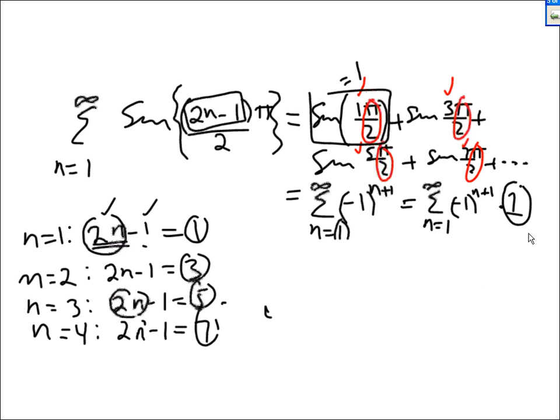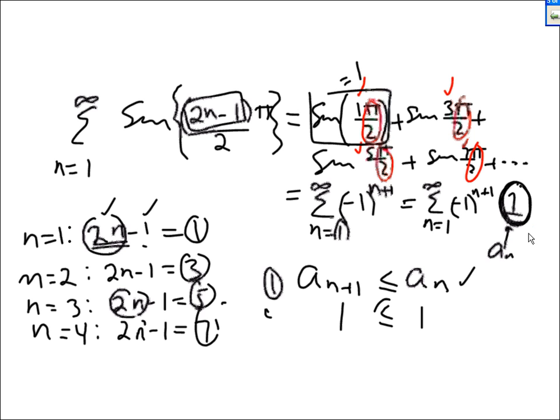And if you apply the alternating series test, it will show that. It is true that a sub n plus 1 is less than or equal to a sub n. Oh, actually, that's not always true. I was thinking they were all 1. They're all 1. So yes, 1 is less than or equal to 1. All the a sub n's are just 1. So criteria 1 has been met. This was valid. But the second one's going to fail.